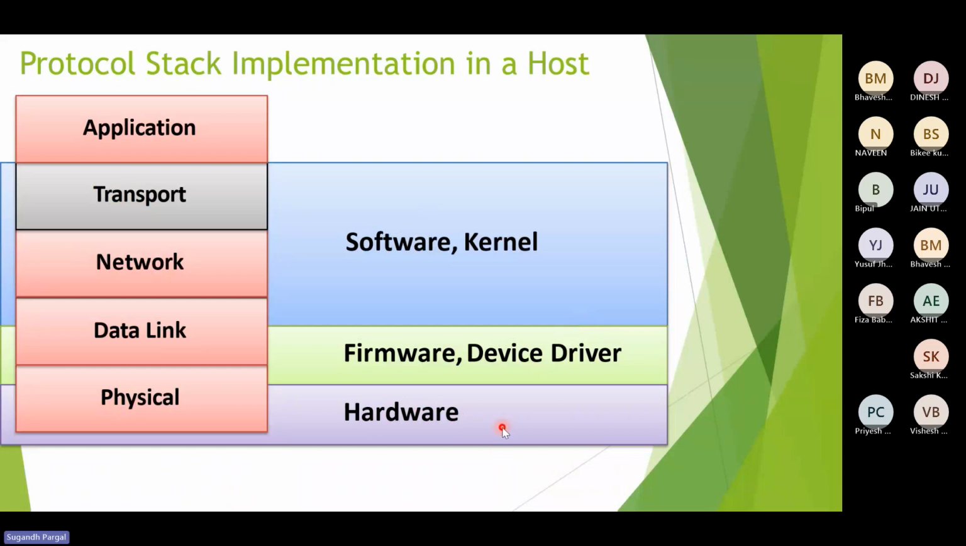So basically, you know that the physical layer majorly works on the hardware level. The data link layer works on the firmware and device driver level. But the network layer and the transport layer work on the software level or the kernel level, that is, in the OS of the system. The transport and the network layer follow the OS of the system, that is the kernel level.